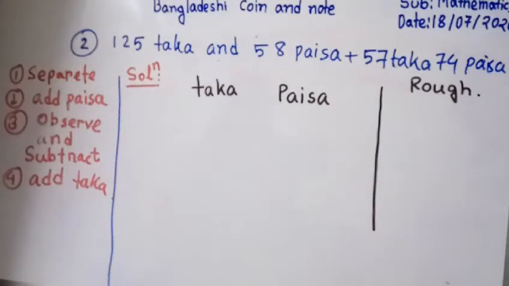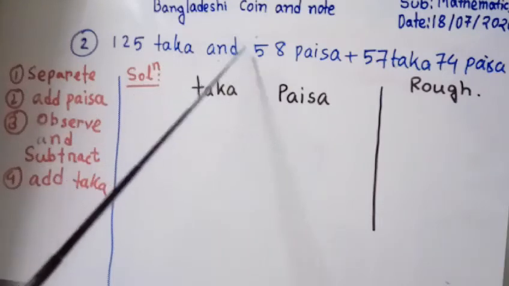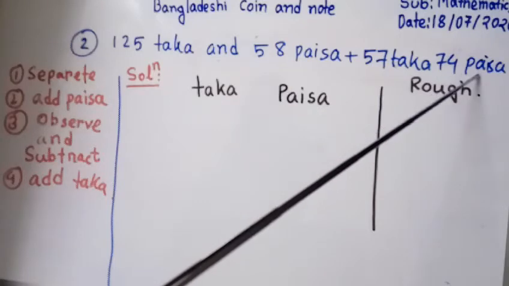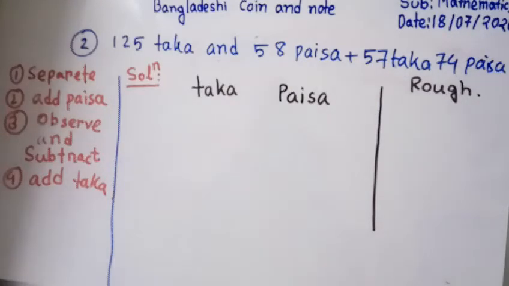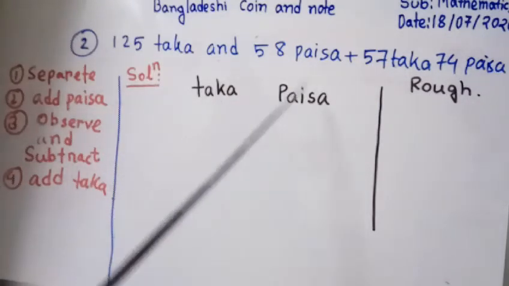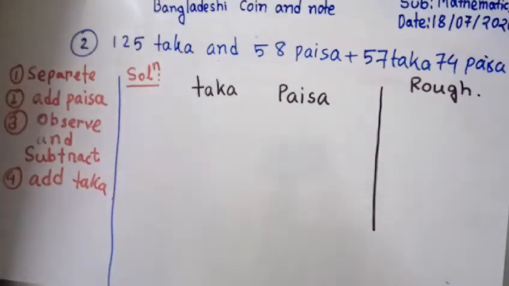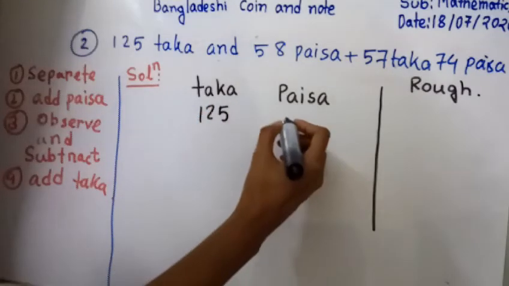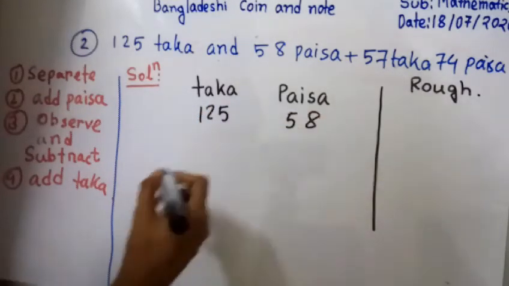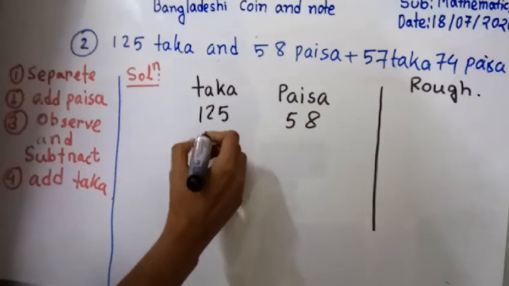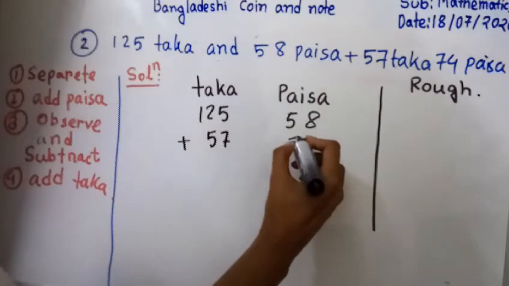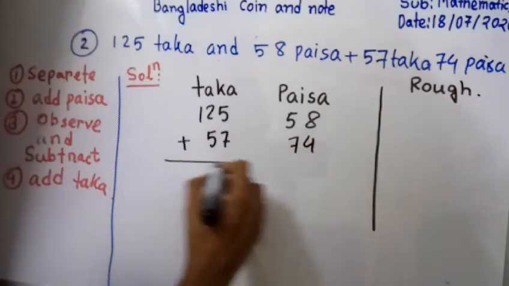Our second question is 125 taka and 58 paisa plus 57 taka and 75 paisa. First we have to separate taka and paisa. So first part, 125 taka and 58 paisa, second part and second line, 57 taka and 74 paisa.